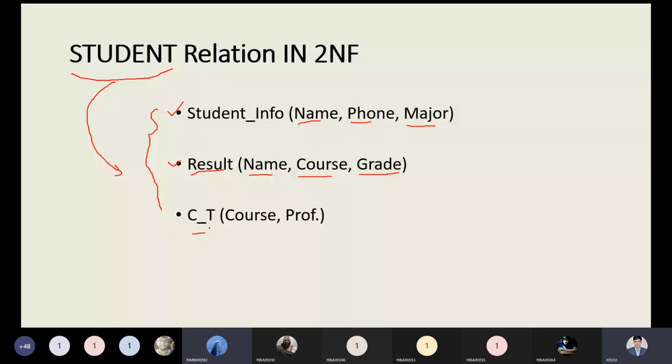No, but just use only the given attributes. Don't add other attributes. So now tell me, from this relation, name, phone number, major, which one is a key attribute and which ones are non-key attributes? Sir, I think here name is the key attribute, and phone and major are the non-key attributes.